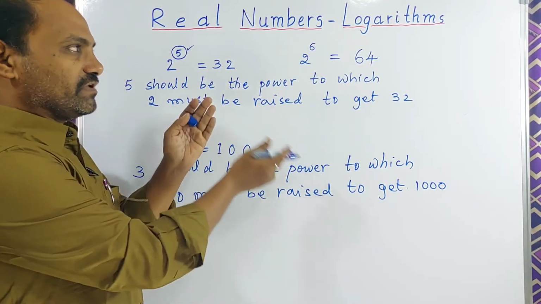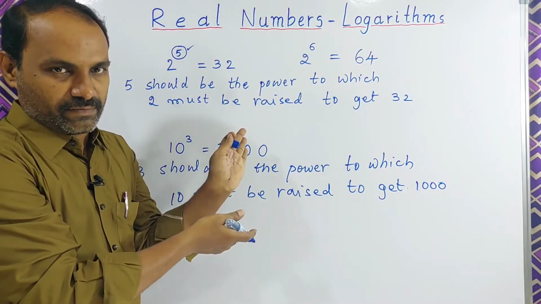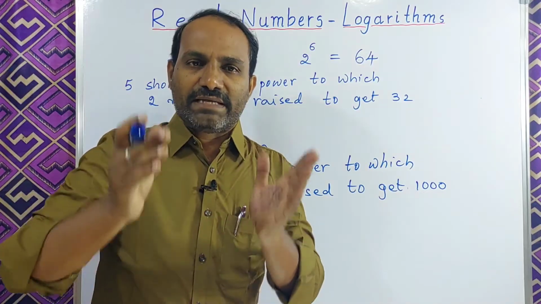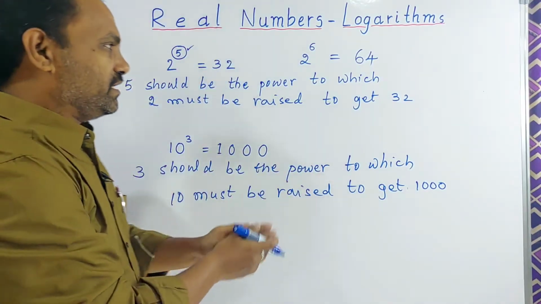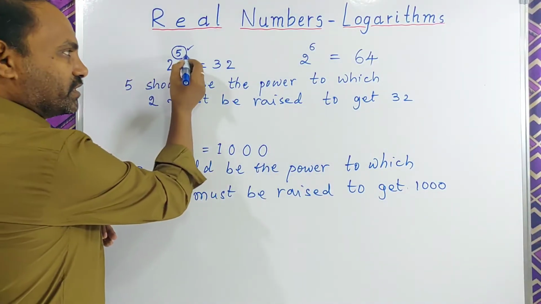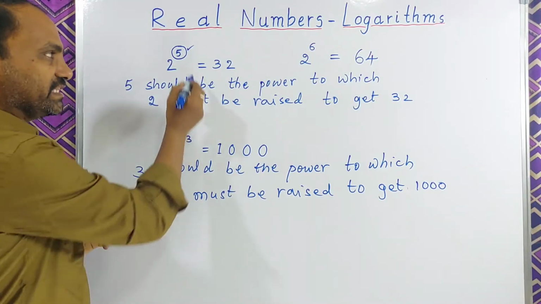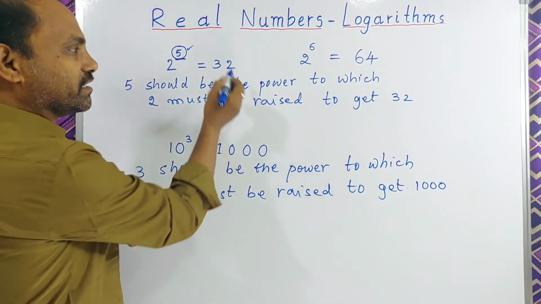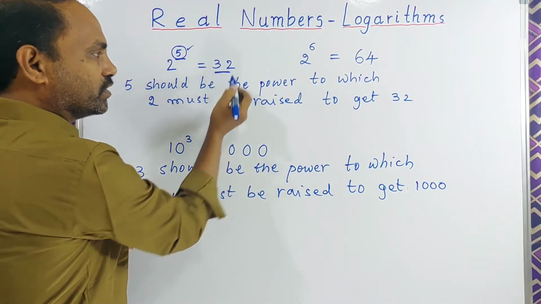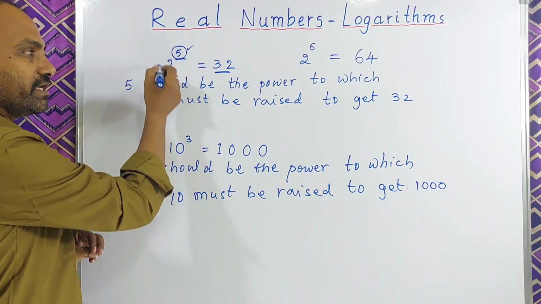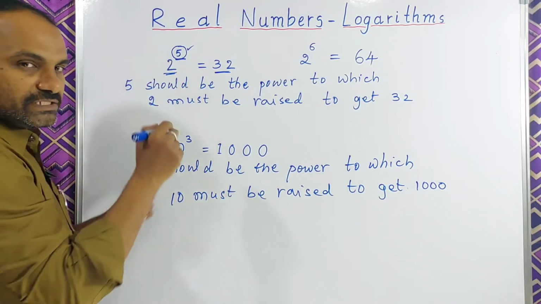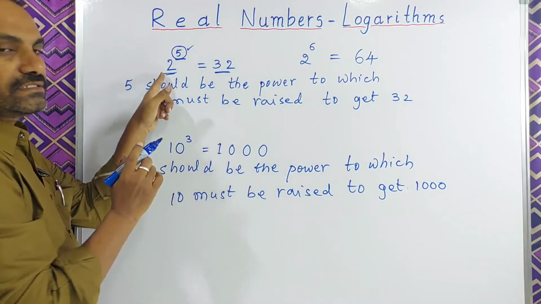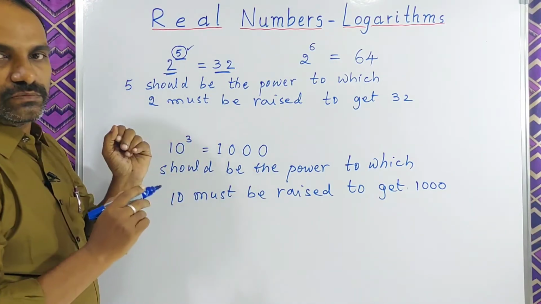What is the relation between logarithm and this exponential form? Nothing but a simple thing is there. What is logarithm? This exponent is called the logarithm of 32 to the base 2. Here base is 2. That's why in logarithm also the base must be 2.